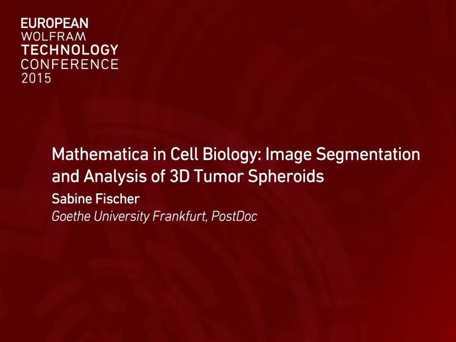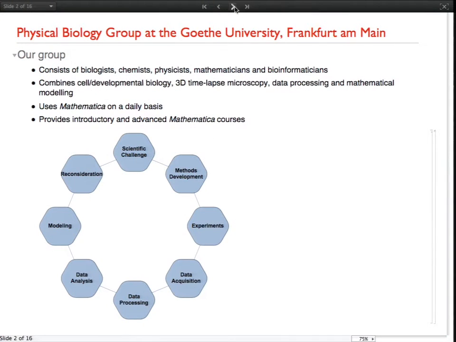I'm going to tell you a bit about how we use Mathematica to do research in cell biology, so to understand cell biological processes a bit more. I'm a postdoc at the Goethe University here in Frankfurt, and I'm part of the physical biology group. The great thing that I love about this group is that we are very heterogeneous, so we have people from all sorts of disciplines. We have biologists, chemists, physicists, mathematicians, bioinformaticians, almost everything you can think of in natural sciences.